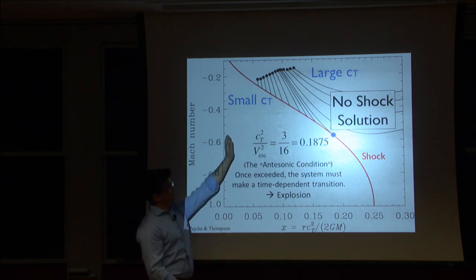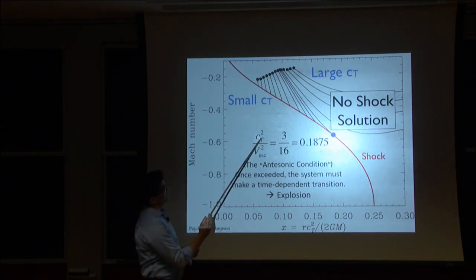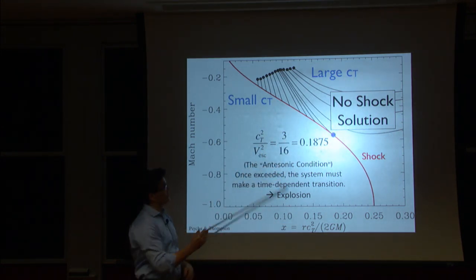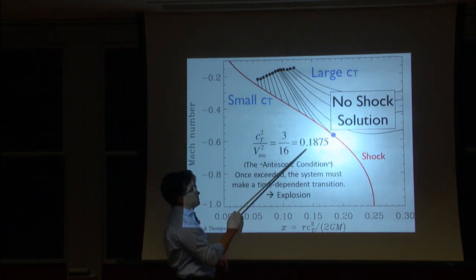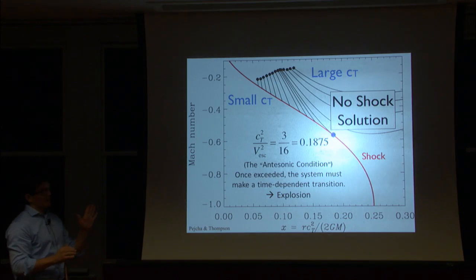So what we did is we first did this, which I can actually show you. Okay. And what you find is that this number, CT squared over Vs squared at the shock, is 3/16. It's not the 3/16 that you sometimes encounter in shock literature, different 3/16. Anyway, this is, once exceeded, the system must make this time-dependent transition.